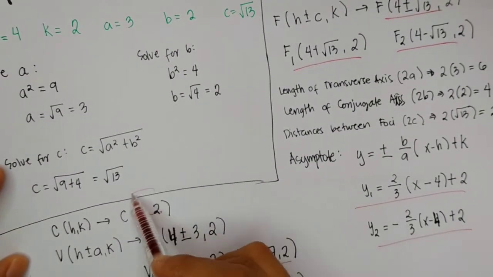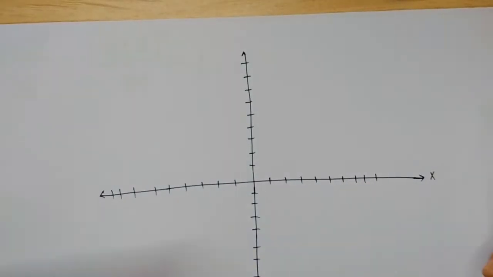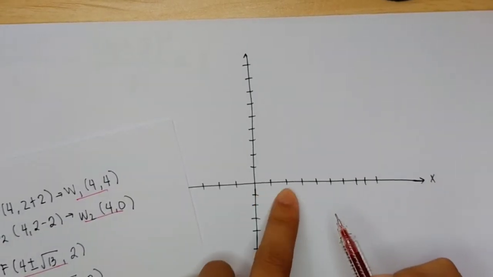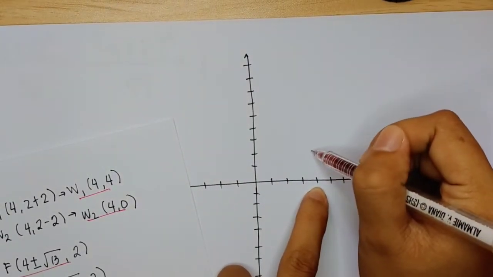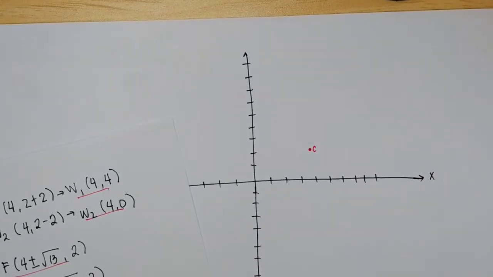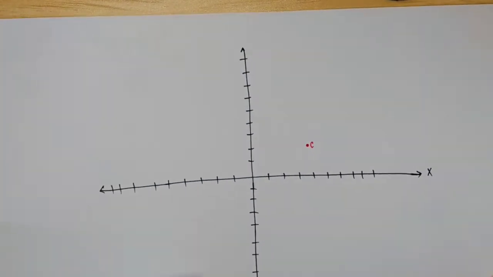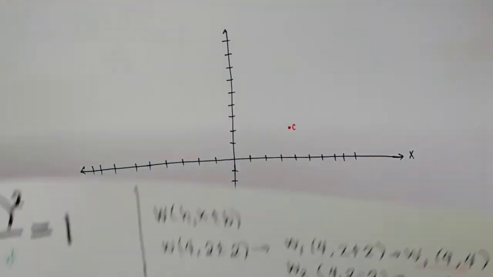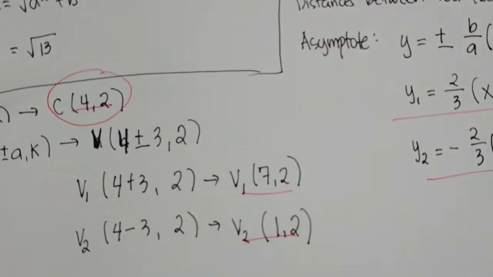Our center is (4, 2). So, that is on quadrant 1. So, we have 1, 2, 3, 4. This is 4. Then, we have here our 2. This is our center. Okay, yan yung center natin. Okay, tapos na tayo sa center. Then, proceed tayo sa vertices.